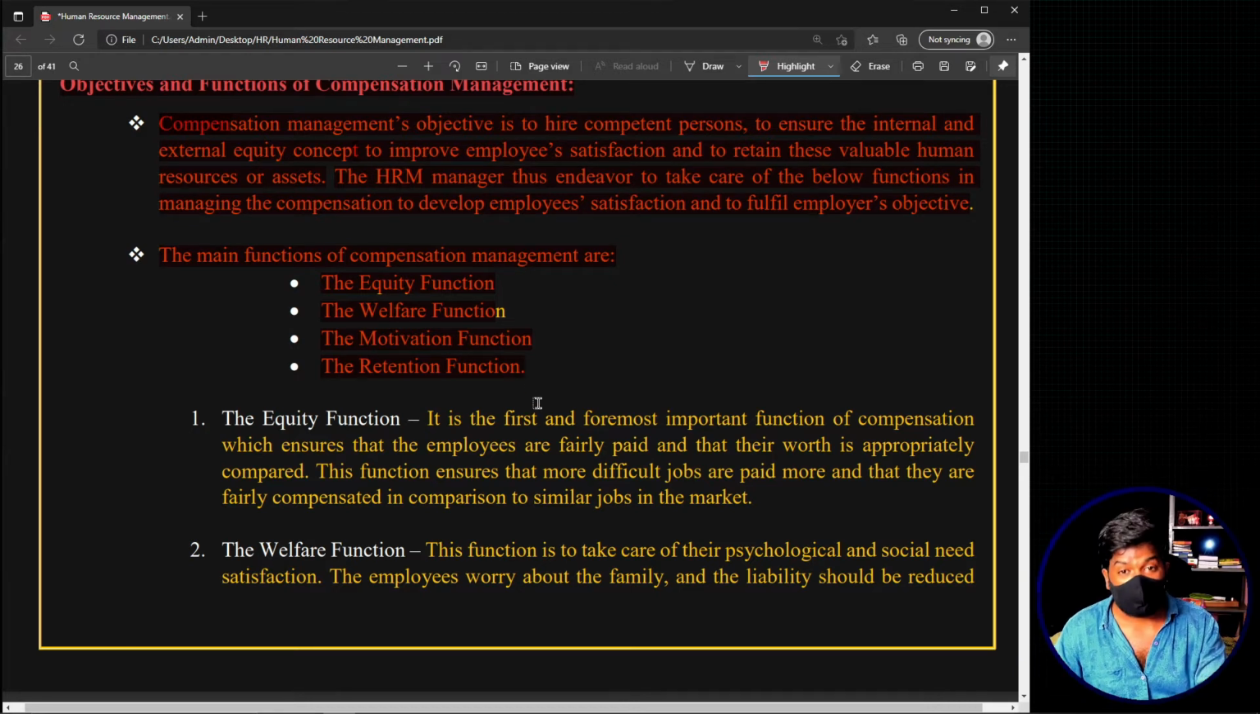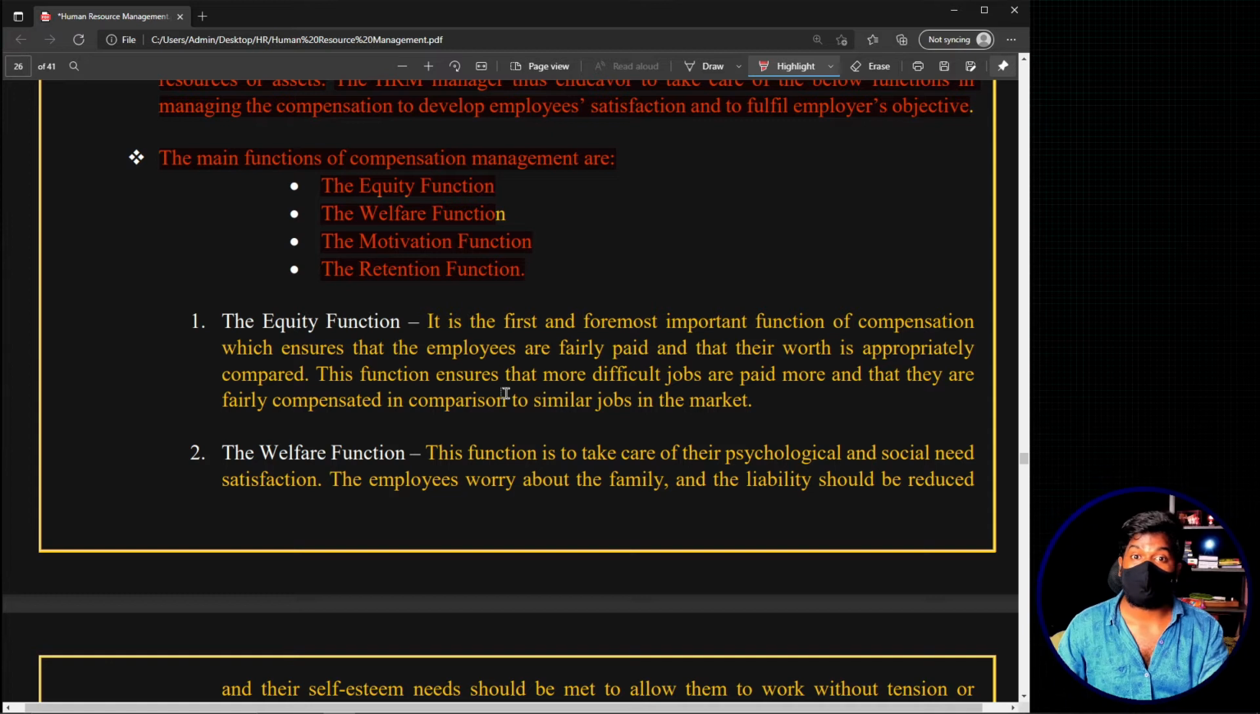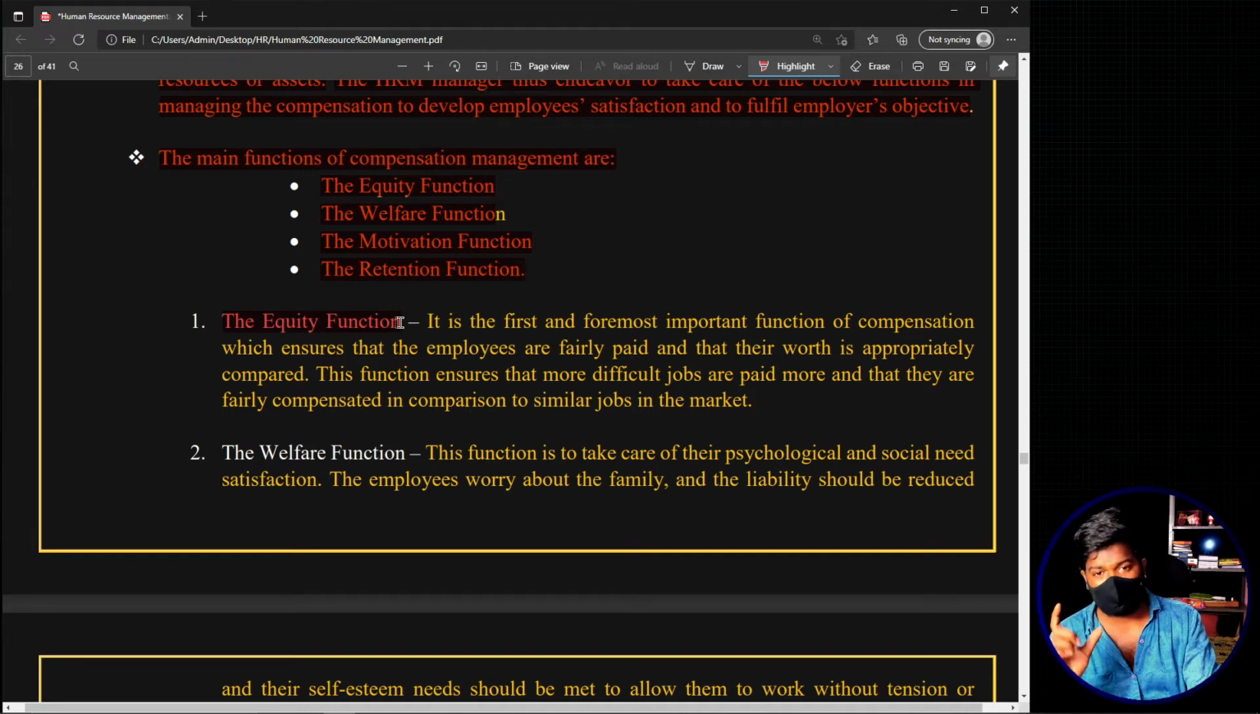See, the first function that the compensation management has to serve, the first function because of which this entire concept is established in organizations, is something called the equity function. Now, what is the equity function? Since we have discussed in the previous class, let me give you a basic detail. Equity is nothing but the balance, the employee's perception of the balance between the work he is doing and the pay he is getting.